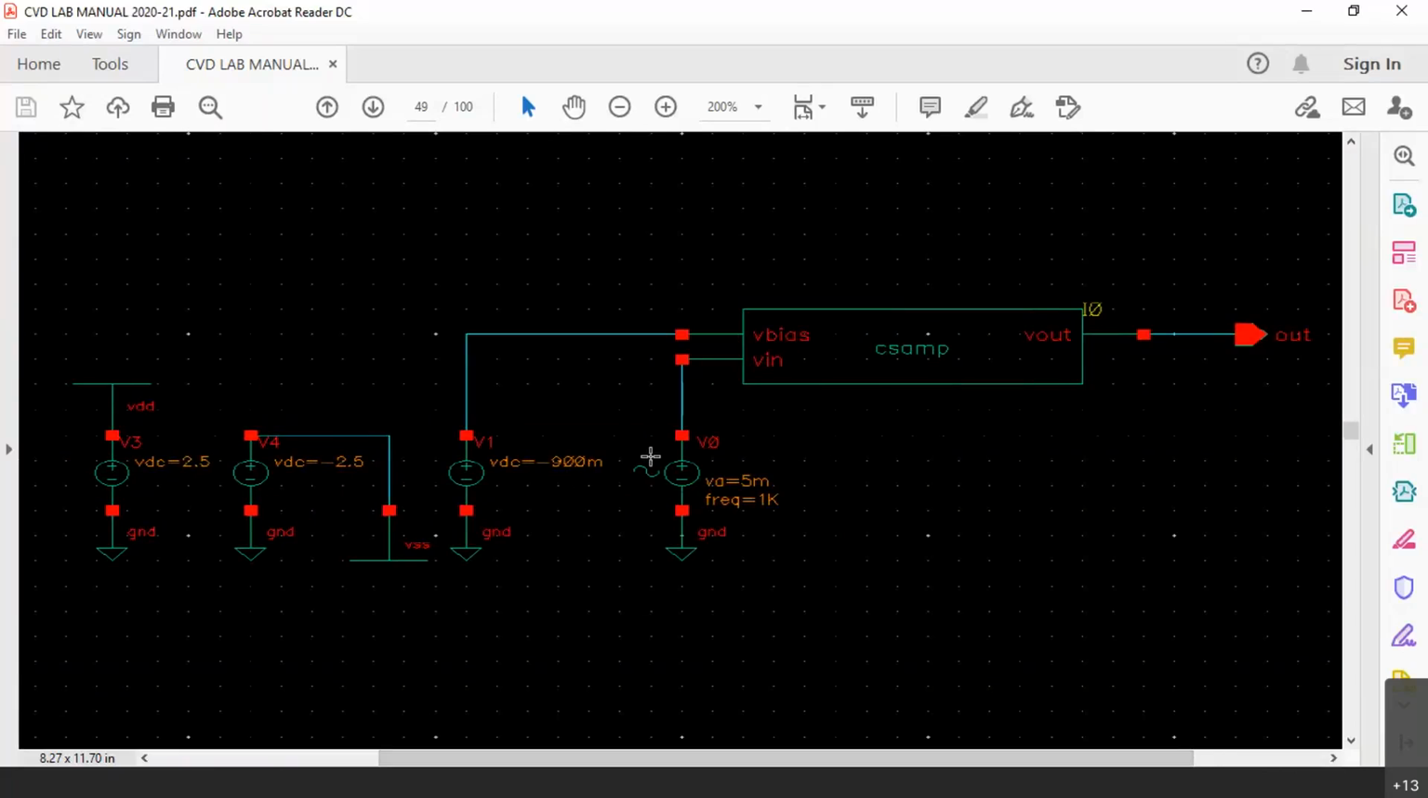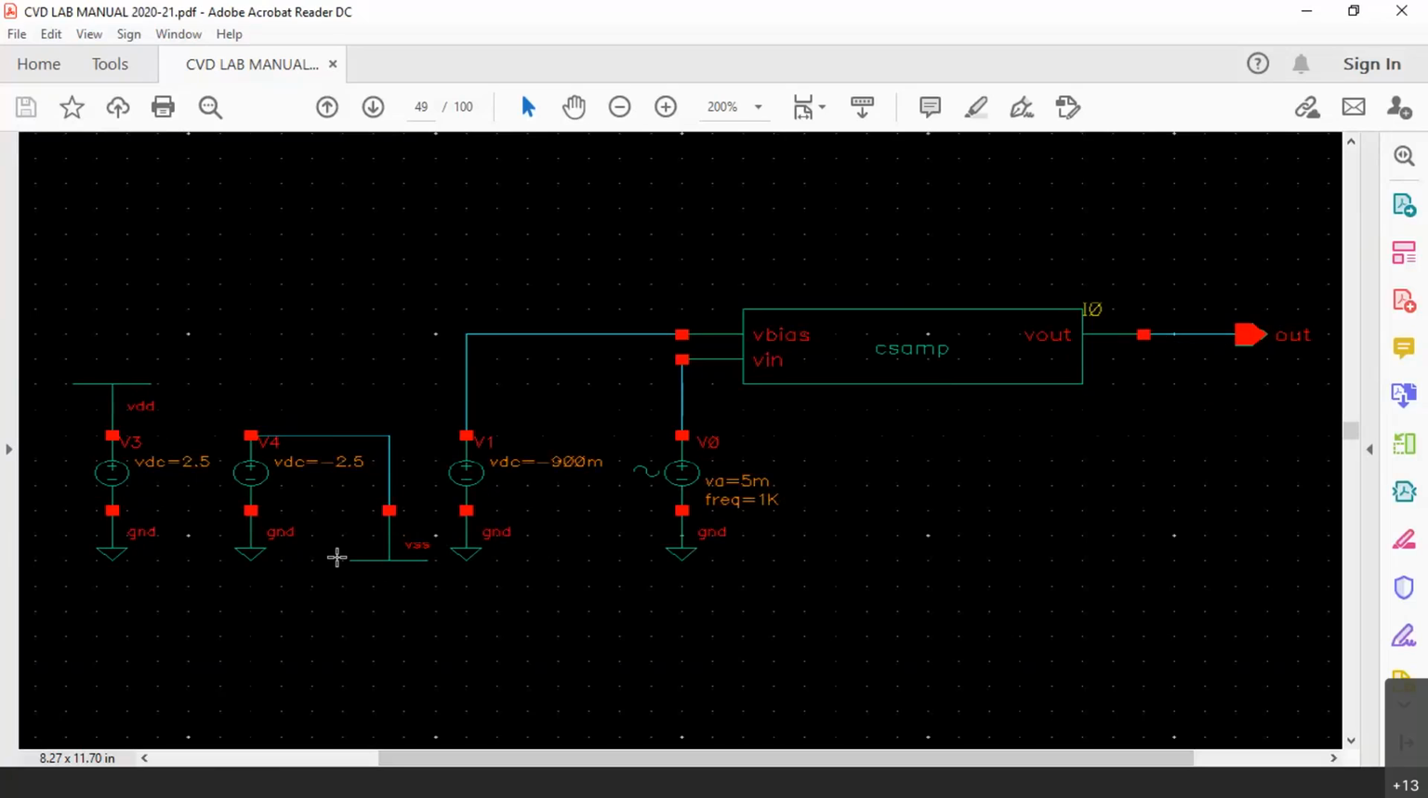Then you have this regular input signal, which is a sine wave. You can see here, this is V sine, which is taken from the analog library, where its amplitude is shown as 5 millivolts and frequency is 1 kilohertz. And you can see the output wire and the output pin. You can also see the VDD symbol here and the ground. In between VDD and ground, there is this VDC, which is plus 2.5. Now again, you can see VSS and ground.